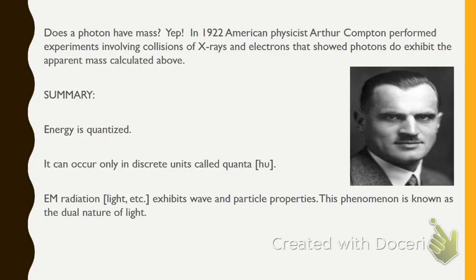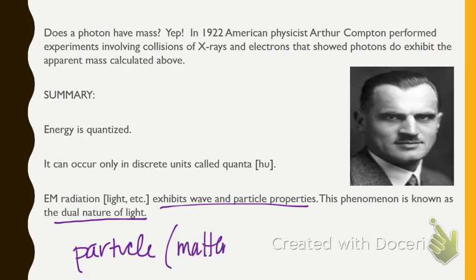So, the summary of all this is that energy is quantized. It can only occur in discrete packets or discrete units called quanta, and electromagnetic radiation exhibits both wave and particle-like properties. This phenomenon we call the dual nature of light, sometimes called wave-particle duality of light. Basically it's saying that light can behave like a particle, but it can also behave like a wave. Typically, particle behavior is when it is interacting directly with matter, and wave-like when it's traveling through space.